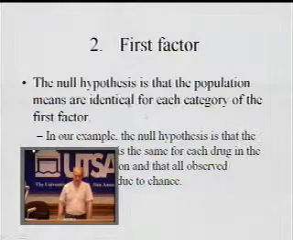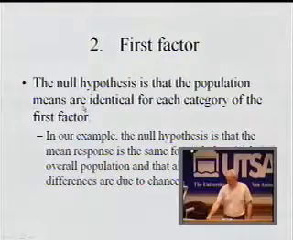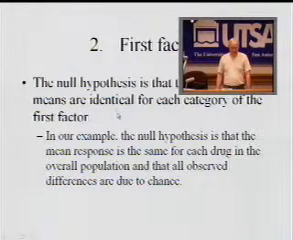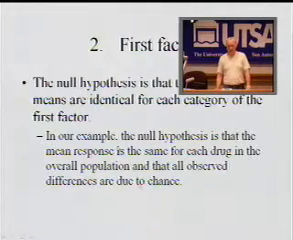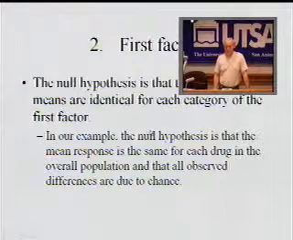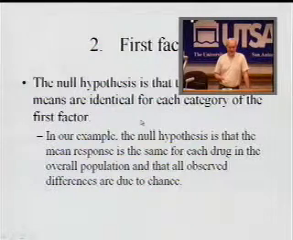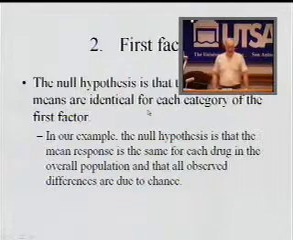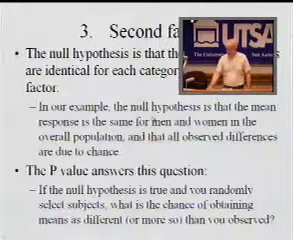The first factor, the null hypothesis, is that the population means are identical for each category of the first factor. So again, it's that there's no difference between the mu's. In our example, the null hypothesis is that the mean response is the same for each drug in the overall population, and that all observed differences are due to chance. So again, if we get a significant P, we reject the null hypothesis and accept the alternative hypothesis that at least one of the effects must be different based upon the first factor. In this case, the first factor was drug. And as you recall, it was the same with mine. I didn't get a significant P. I have to accept the null hypothesis and assume that the responses were all the same. So it gets pretty tricky.